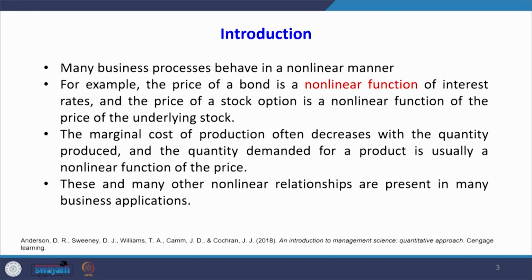For example, the price of a bond is a nonlinear function of interest rates, because interest rate is not in linear form, it is a nonlinear form, and the price of a stock option is a nonlinear function of the price of the underlying stock. Another example is that the marginal cost of production often decreases with the quantity produced. So, the rate of decrease is in nonlinear form. Another example, the quantity demanded for a product is usually a nonlinear function of the price.